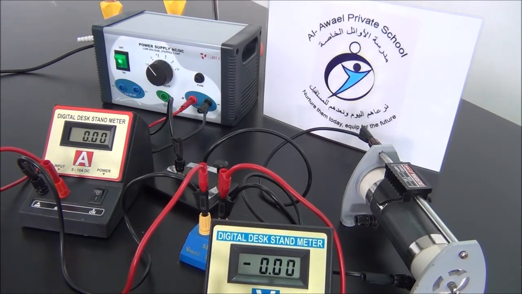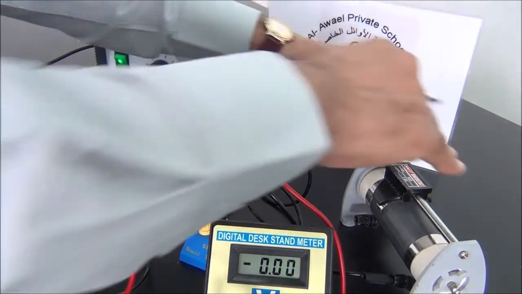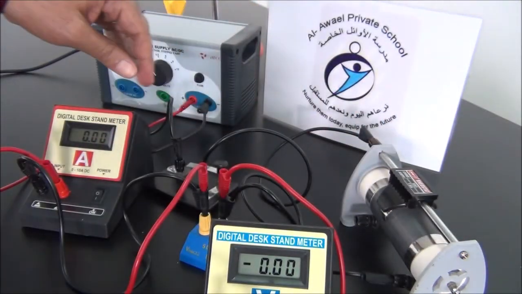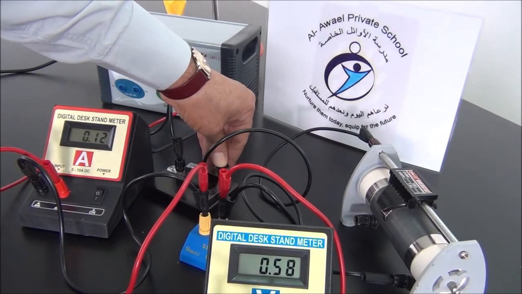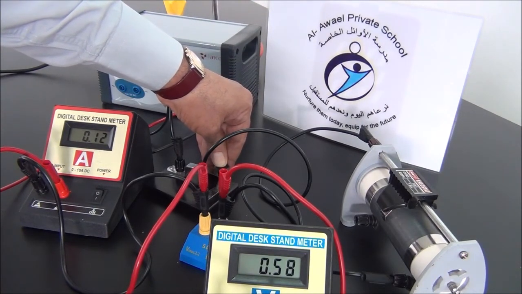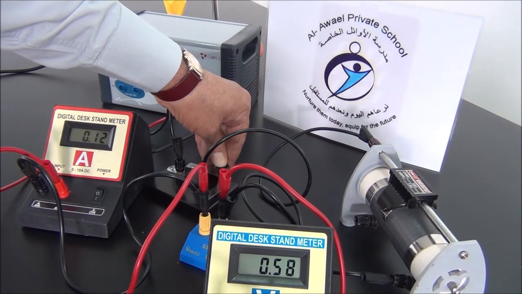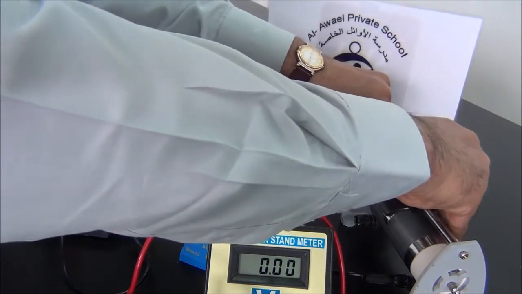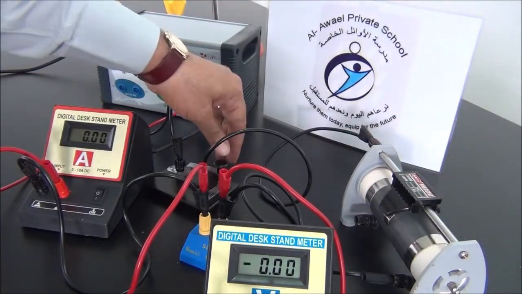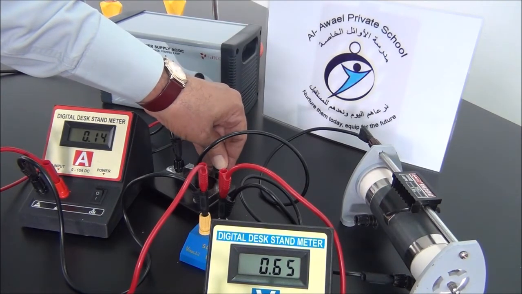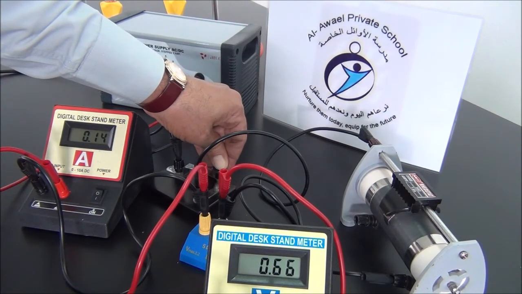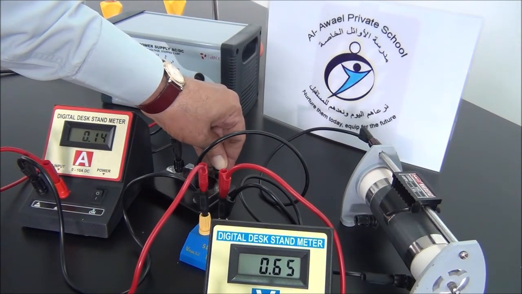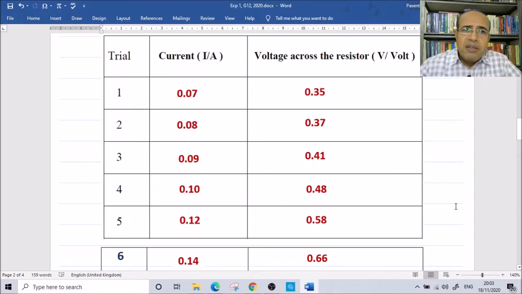Now another reading. The current is 0.12 and the voltage is 0.58. More current. 0.14 ampere, 0.6 volt. Those are the results.